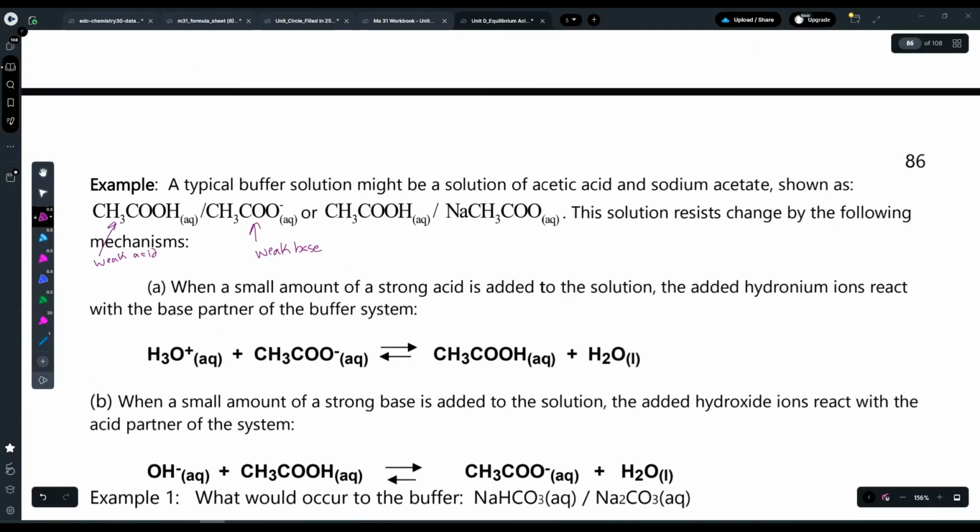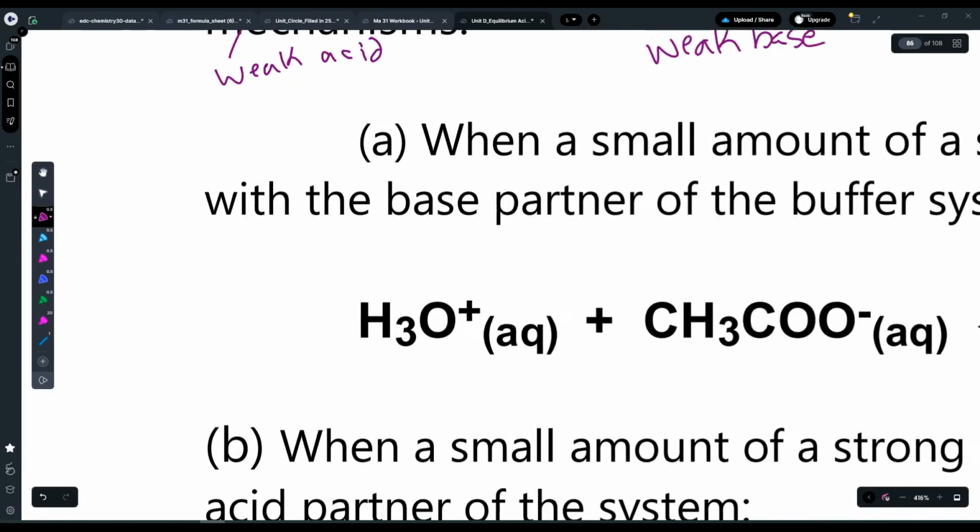So how buffers resist changes to pH is through the following. Let's say we add a strong acid to this buffer solution. What's going to happen is we have hydronium ions being added, so this is coming from the strong acid.